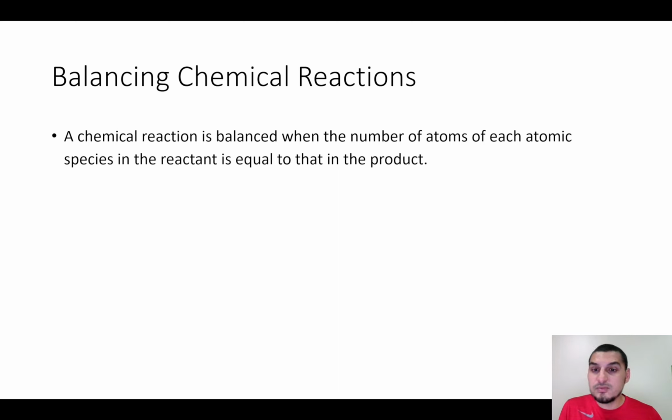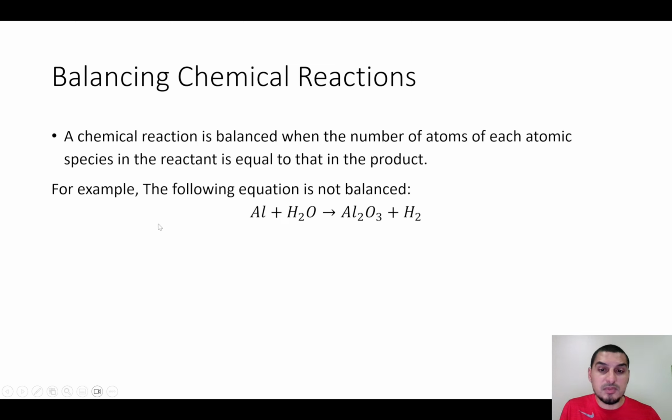Meaning that the number of atoms of each species in the reactants must be equal to that in the product. So for example, in this equation we have aluminum reacting with water to produce aluminum oxide and hydrogen. There is already a reaction that goes like this. The aluminum can react with water to produce aluminum oxide and hydrogen, but this equation is not balanced because we have only 1 aluminum atom in the reactant, and we have 2 aluminum atoms in the product. We have 1 oxygen and we have 3 oxygen in the product. The hydrogen is okay, but we have to make sure that all the elements are balanced.